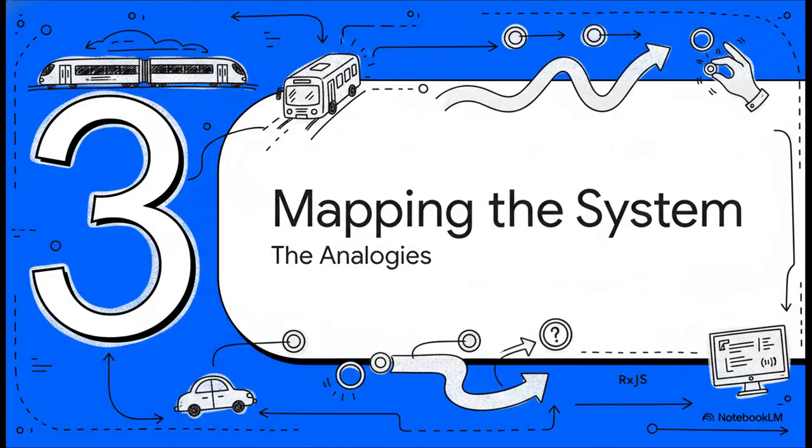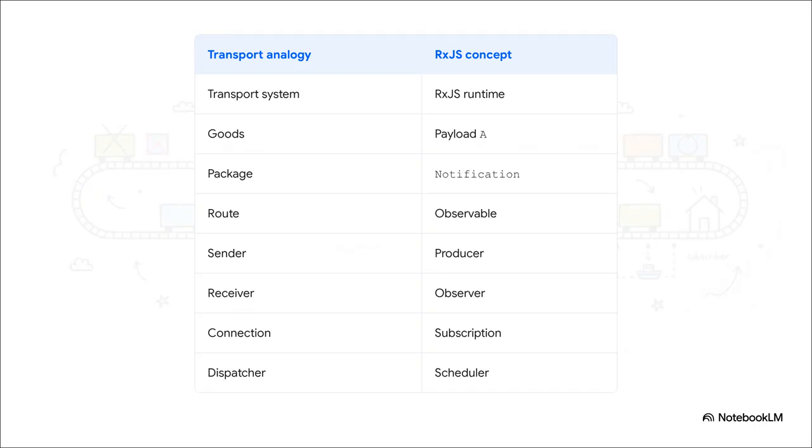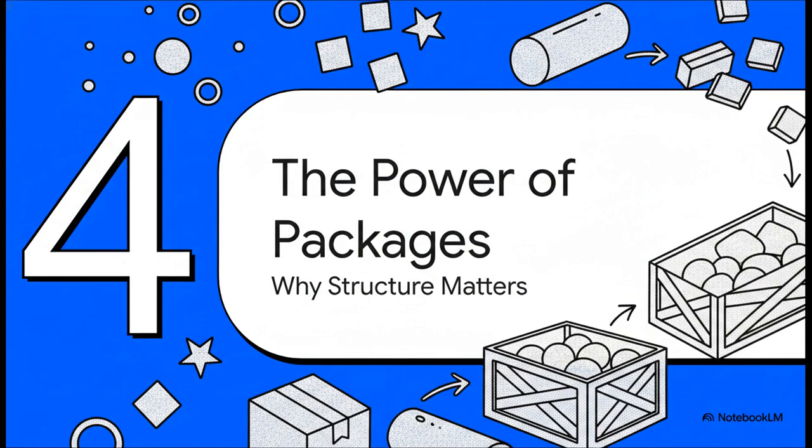Okay, so now that we have this transport idea down, let's actually map it out. We can draw a perfect one-to-one line from every part of our shipping company analogy to a core concept in RxJS. Just look at how perfectly this lines up. It's kind of crazy. The whole transport system, that's just the RxJS runtime. The goods, that's your data payload. The package it's in, that's the notification. The delivery route itself, the path it takes, that's your observable. The sender is the producer. The receiver is the observer. The connection between them, that's your subscription. And even the dispatcher, the person deciding when to send things, that's the scheduler. Every single piece has a perfect counterpart. It just clicks, right?